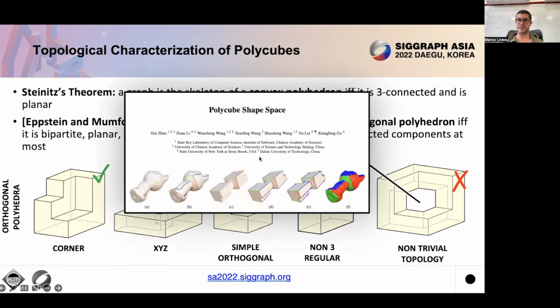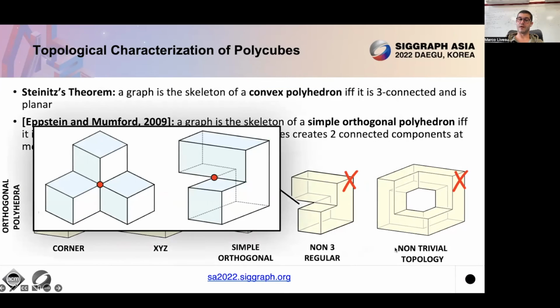Most recently, in 2019, there was this paper, Polycube Shape Space, in which essentially this classification was extended to objects with non-trivial topology. But still, for polycubes in this category, so having, for example, vertices with valence 6 or with valence 4, there is no clear topological classification, so it's always difficult to state whether we have a valid polycube or not.